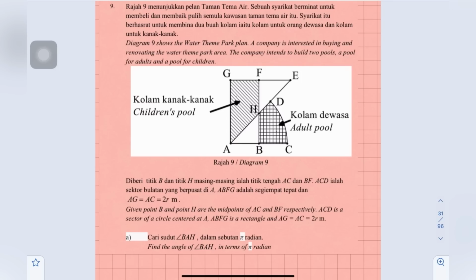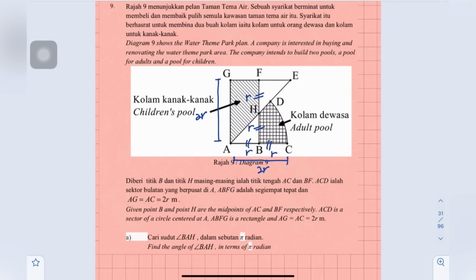A, find the angle of BAH in terms of pi radian. Okay, so first of all we label. B is the midpoint of AC, and H is the midpoint of BF. But AG equals AC equals 2R. So this one is 2R, this one 2R as well, meaning that this one is R, this one is R. So this one same, R, R.